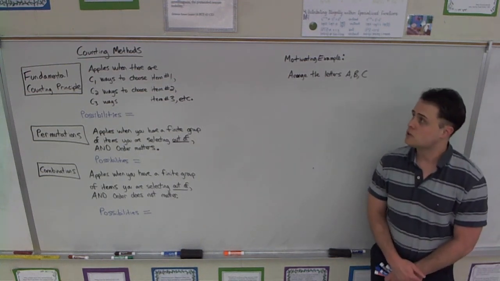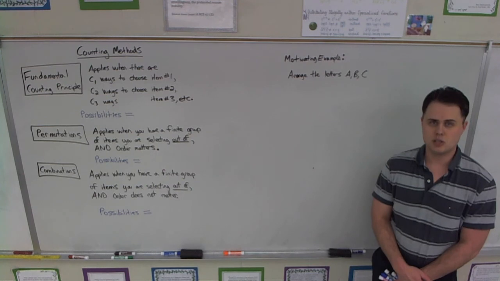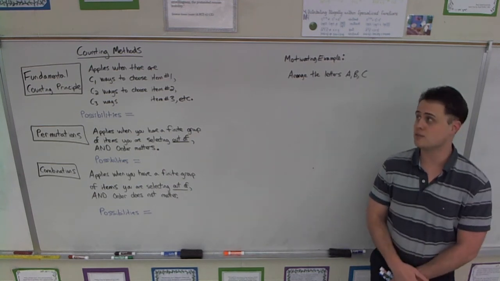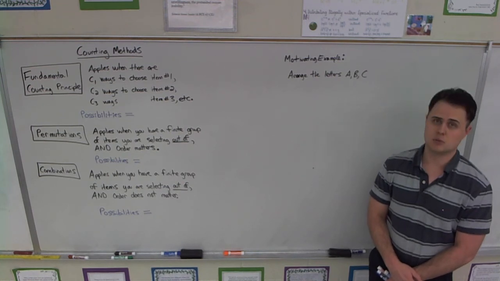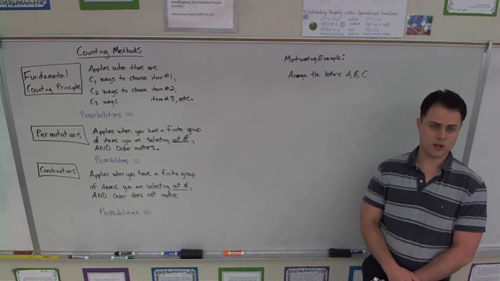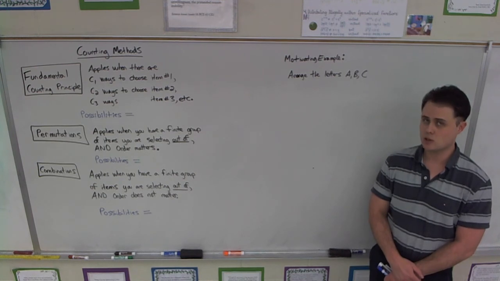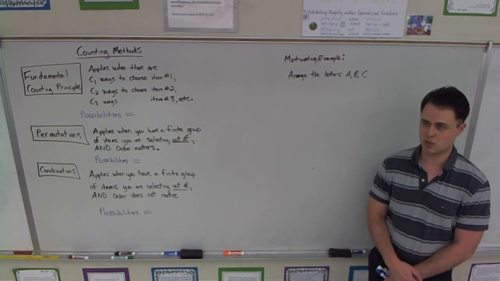Hello, Algebra 2. Today we're going to be looking at our first theme in the broad area of statistics and probability. And what we're going to do first is look at counting methods. So counting methods have to do with a branch of math called combinatorics. There are many different ways to count things.